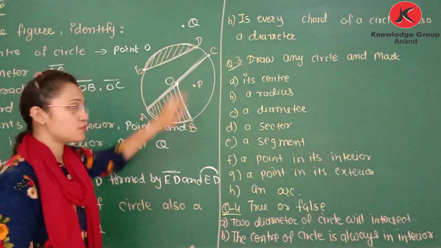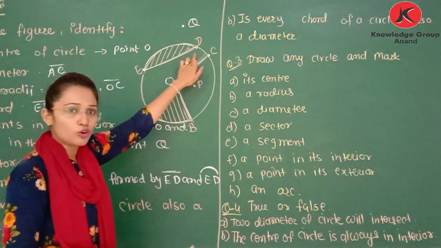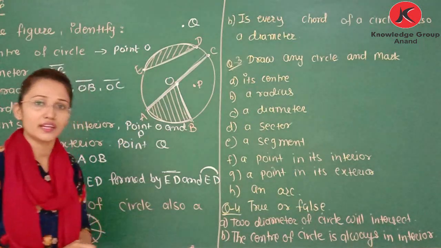If you consider this figure, then ED is a chord. But is it a diameter? No, because it is not passing through the center.